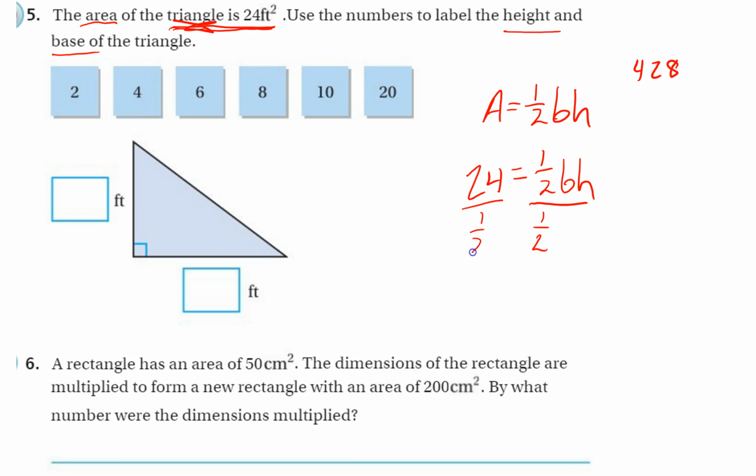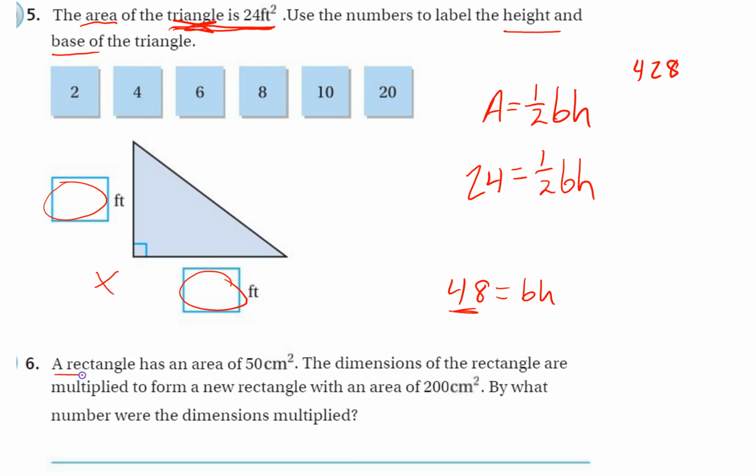And if we divide by 1/2, we get 48 equals BH. So I know that these two numbers need to multiply together to get 48. So what two numbers could you put here and here that multiply together to get 48? And that will be your answer. And then you can always plug them in to check. Okay.